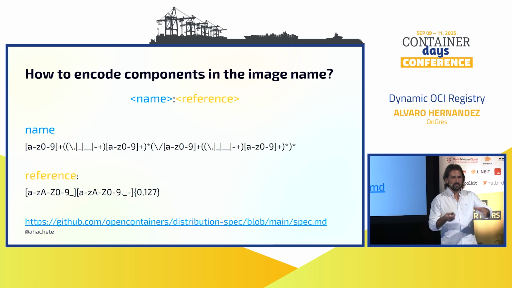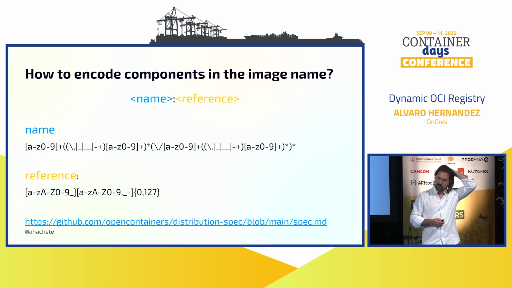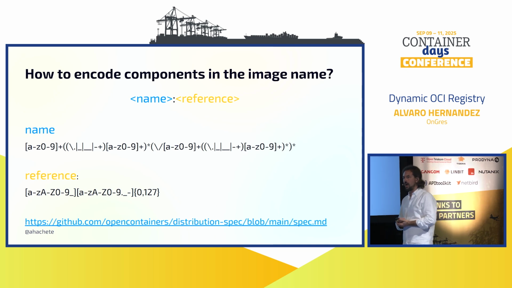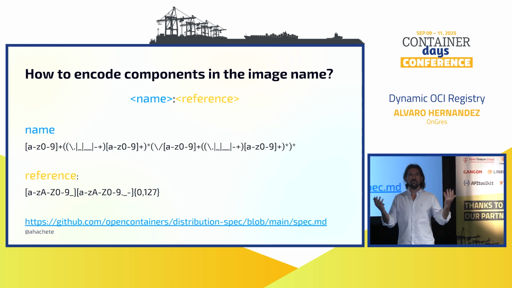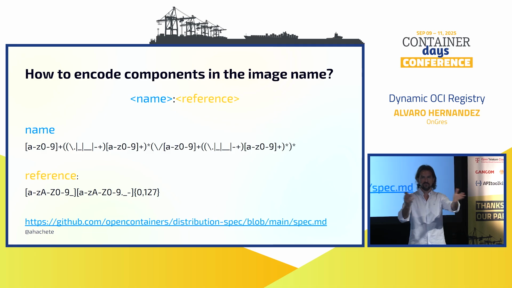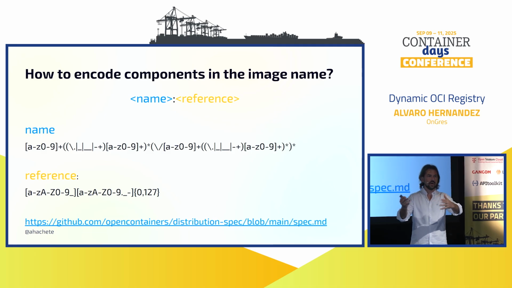Well, they need to follow some regex patterns that are part of the OCI spec. And this is how we specify. So how do I really say, okay, let's say I want a dynamic image. Let's say I want Postgres with a few extensions. How do I encode this into here?